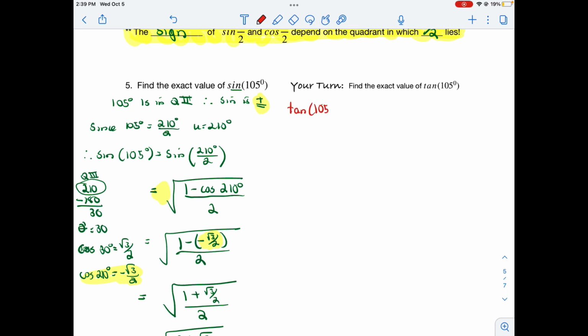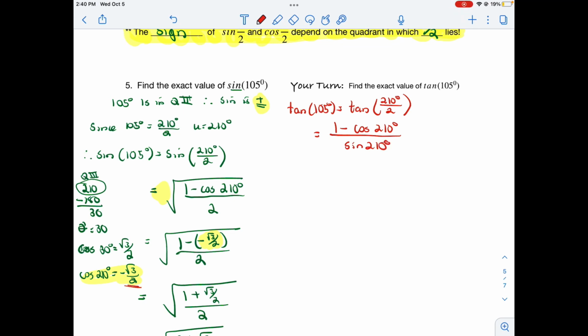Okay, I'm going to start the same way. I'm going to remember my formula. My tangent is 105 degrees, which is the same. I can use the 210 degrees divided by 2 again. So that would be 1 minus cosine of 210 degrees divided by sine of 210 degrees.